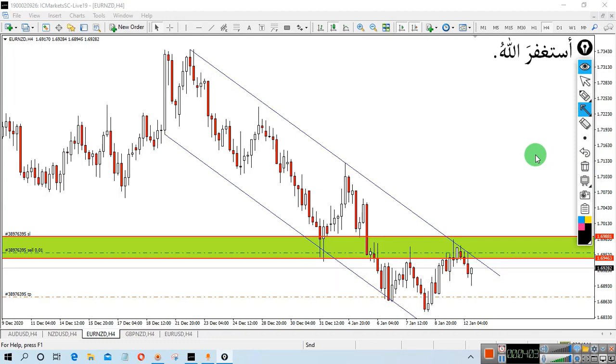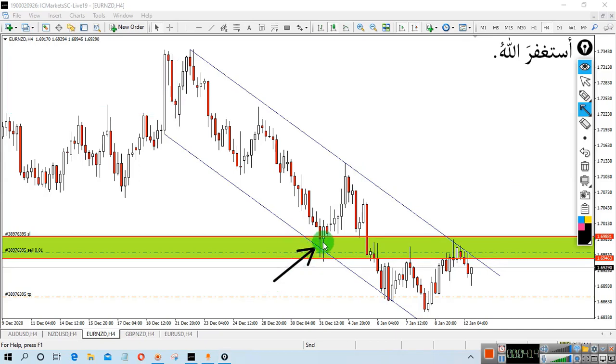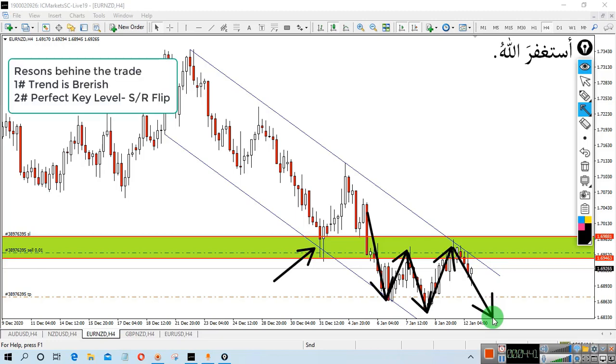What is the second factor? Second reason behind this trade is this key level. Look at this. Market took rejection from here. We have a support here, and finally market broke down, reversed back to this area, showed some rejection, and dropped down and pulled back to the same area and showed us the rejection, and hopefully it will fall further down. So the second reason is this important key level.